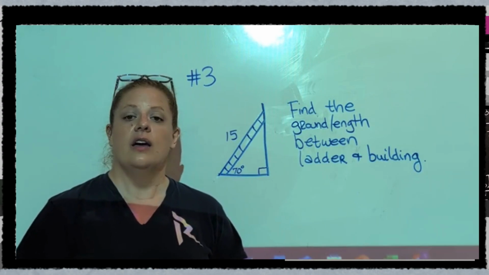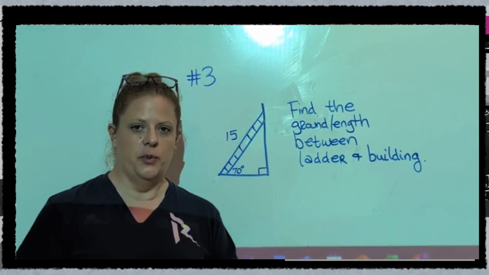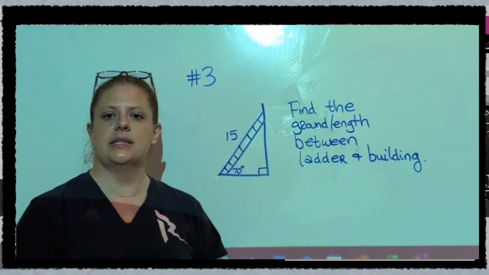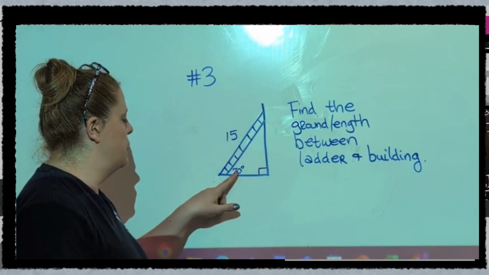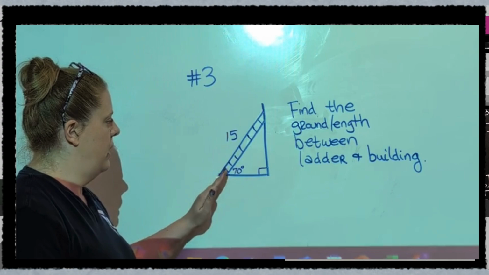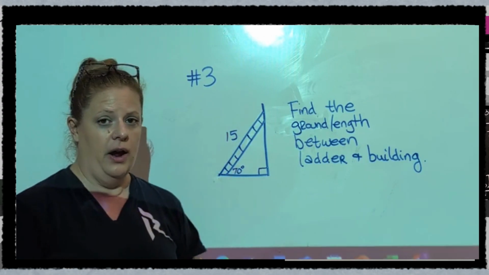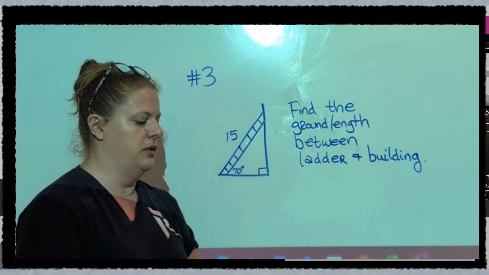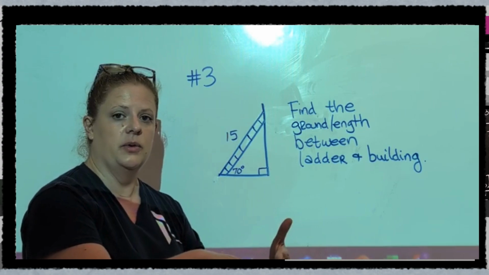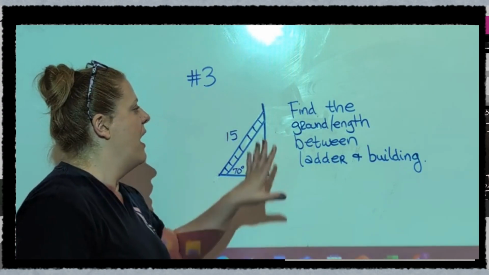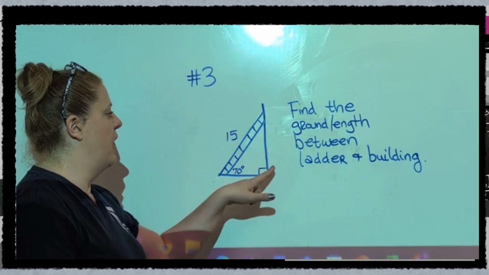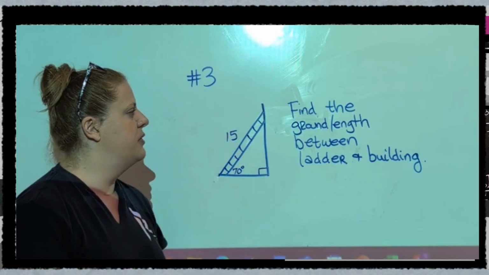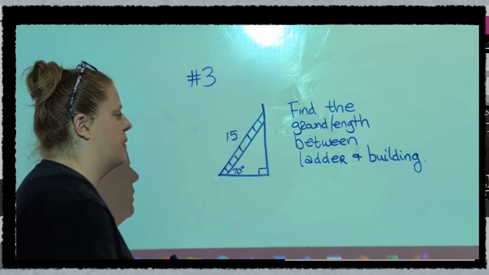Number 3. On number 3, they give you a real-world problem. They show you a ladder leaning up against a building. They give you the angle, right here between the ladder and the ground. It is a right triangle because the ground and building come at a 90-degree angle, which is pretty usual, right? And they're asking you to find the height over here. I changed mine. I'm going to find the ground length between the ladder and the building.